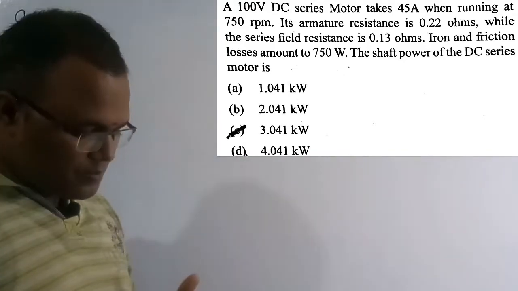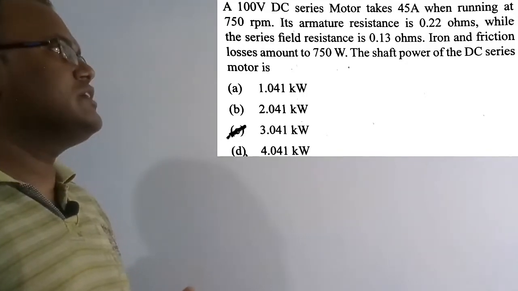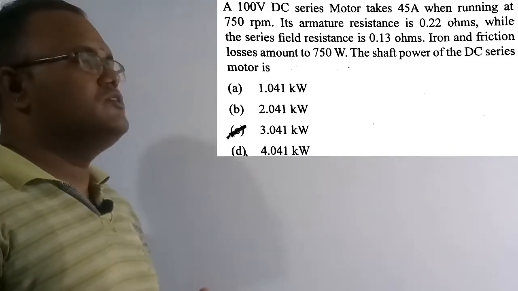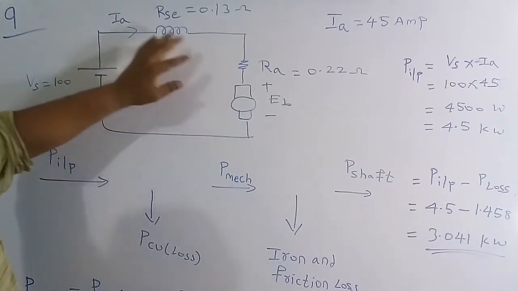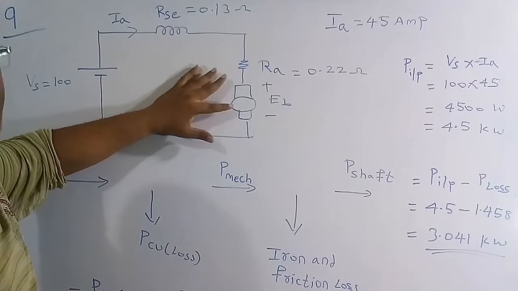So out of the four options, option C, 3.041 kilowatt is the correct solution of this question. So let's solve this numerical. In this question they are given a DC series motor, meaning the field winding is connected in series with the DC motor.